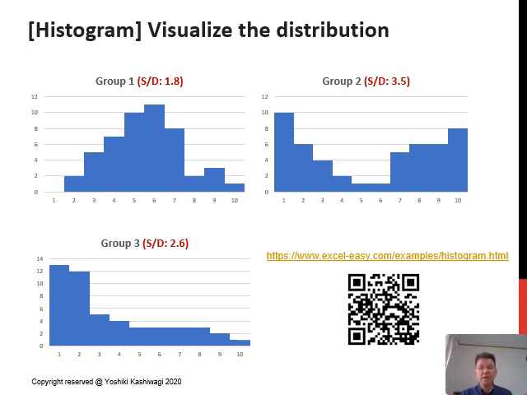So if you have time and energy, try to make both a histogram and standard deviation, especially if you want to compare the distribution among some data groups or data sets. So I encourage you to calculate standard deviation and to visualize the distribution by making a histogram. How to make a histogram is not that easy even with Excel. So here's a link you can access to see how to make it.